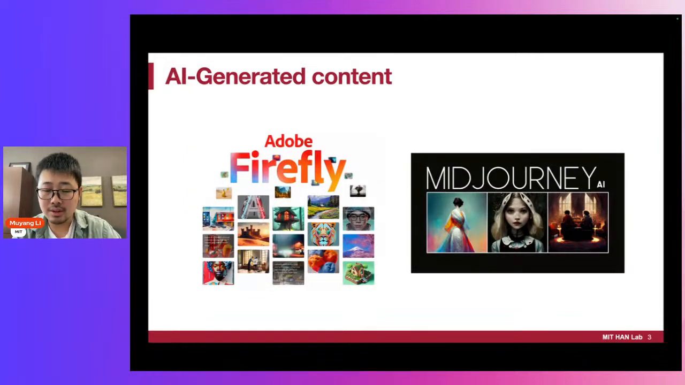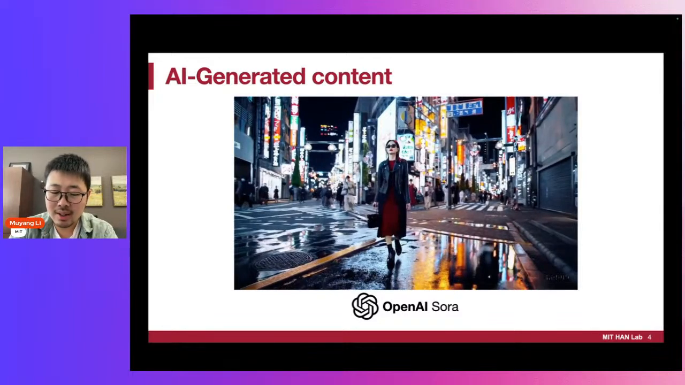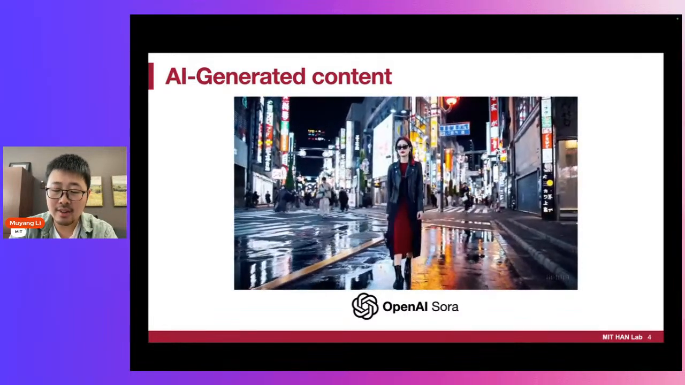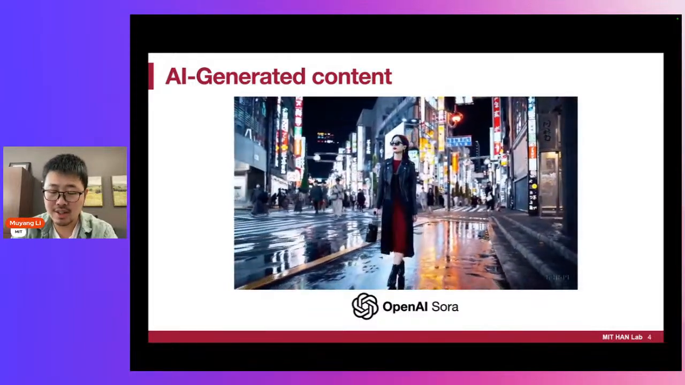AI-generated content, also known as AIGC, has recently gained a lot of attention and produced remarkable results. So the examples are like Adobe's Firefly and Midjourney. And recently, OpenAI's Sora has further pushed the boundary to video generation, and the advancement of generative models played a vital role in achieving such milestones.